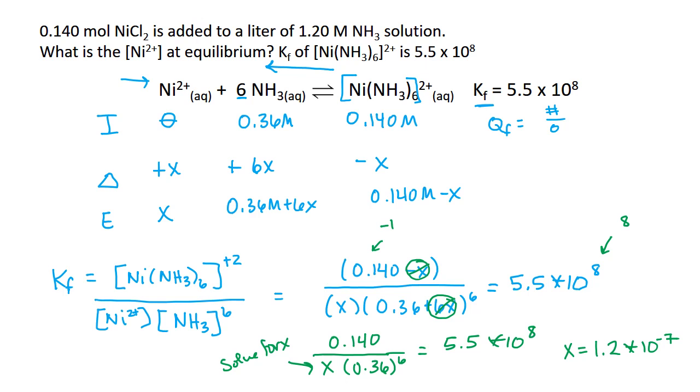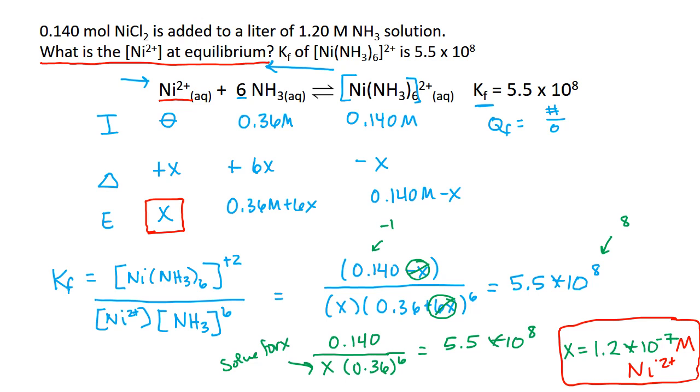So if I look back up to this equilibrium line, x is here, right? And this represents the nickel plus 2 ion concentration at equilibrium. So our question says, what is the nickel 2 ion concentration at equilibrium? And that is what our x is. So x equals 1.2 times 10 to the minus 7. We put our units of molarity, and we say that it's nickel 2 plus ion.